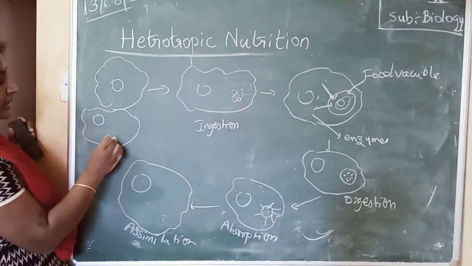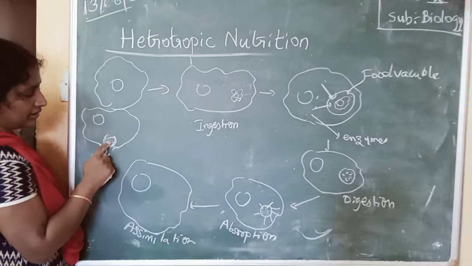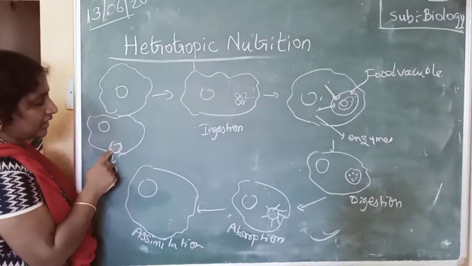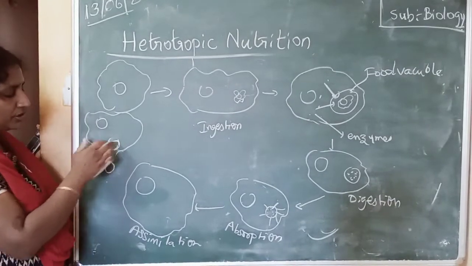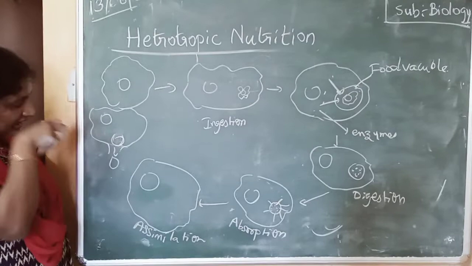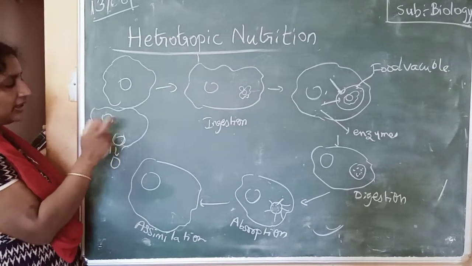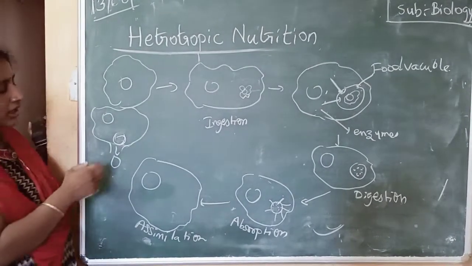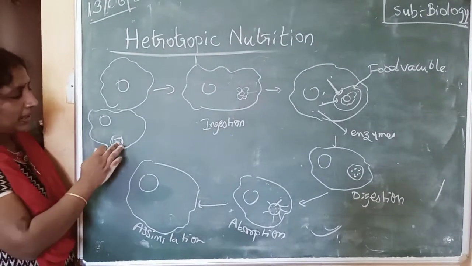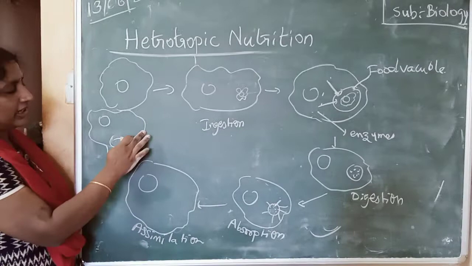There will be some undigested food remaining after digestion. The undigested food should be sent out of the body, or else the amoeba will die. If undigested food is kept inside the body, the amoeba will die. So what it will do is send out the undigested food by breaking its membrane.